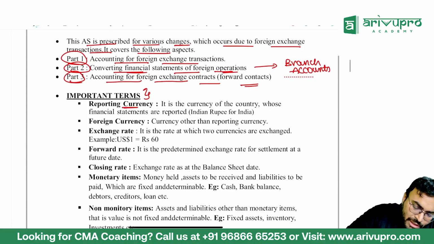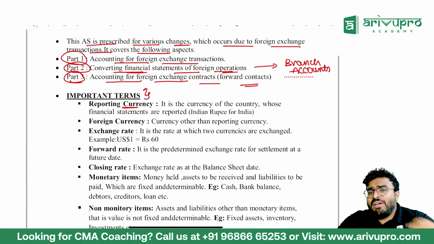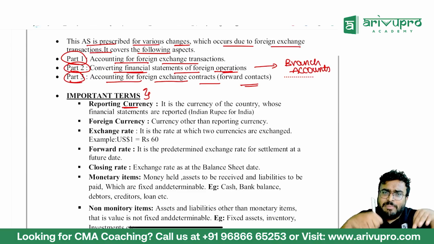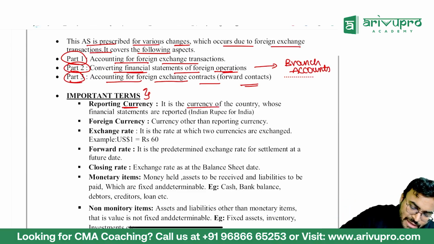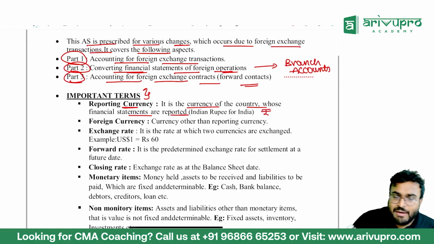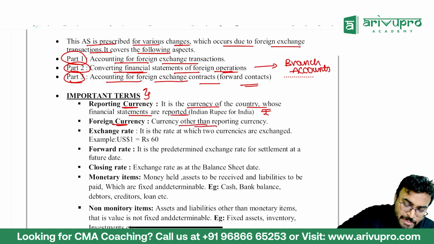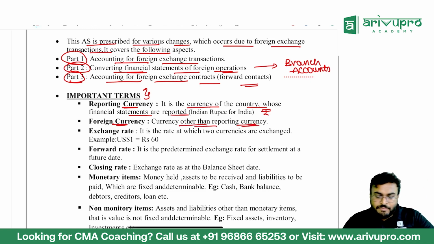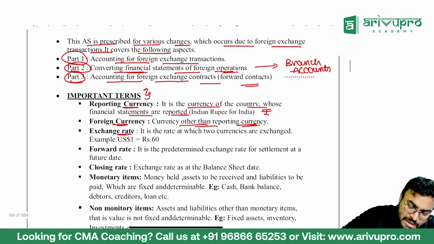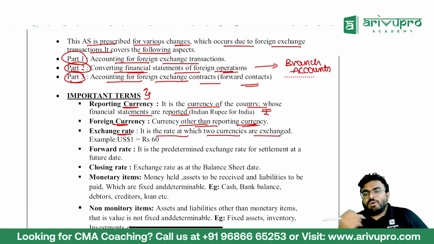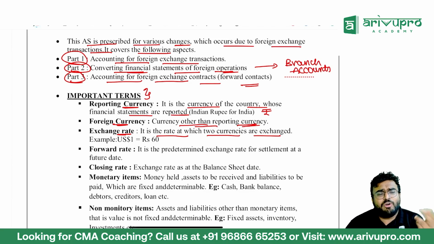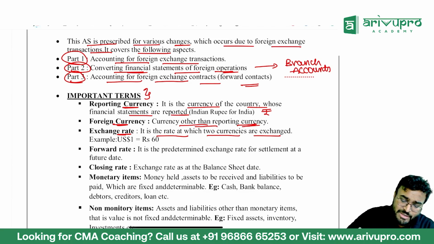Important terms. Reporting currency. Reporting currency means what? We are preparing the financial statements in this currency. It is the currency of the country whose financial statements are reported. If it is in India, it is rupees. Foreign currency is any currency other than the reporting currency. Now, exchange rate. It is the rate at which two currencies are exchanged. Say I have $1 and I want to convert it into rupees. What is the rate? That is called the exchange rate.